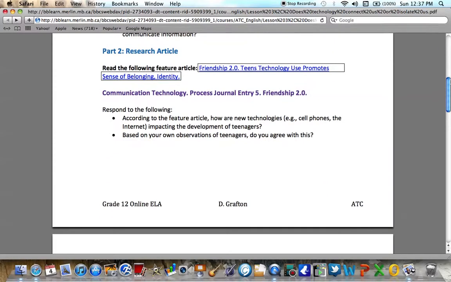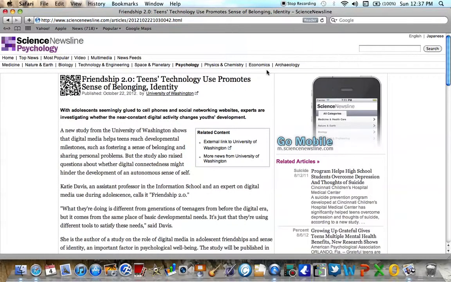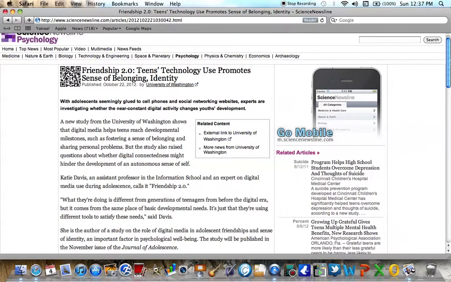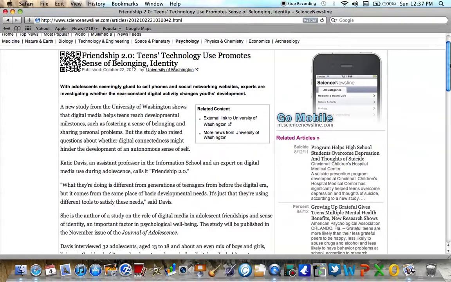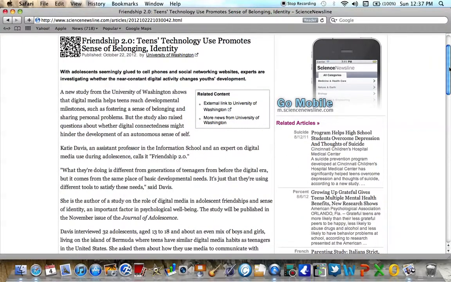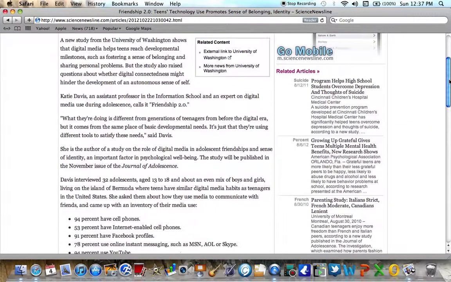The second part of the lesson focuses on a feature article that is based on some research. The title of the feature article is Friendship 2.0, Teens' Technology Use Promotes Sense of Belonging and Identity. So in the article, it sort of makes the argument that technology is helping teens establish a sense of belonging, a sense of identity, but it also sort of looks at both sides of the issue. So it's not just a glowing endorsement of teens using technology. I think it provides a somewhat balanced approach to the topic.